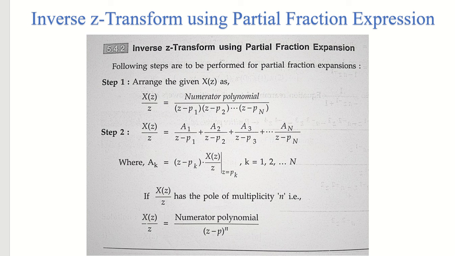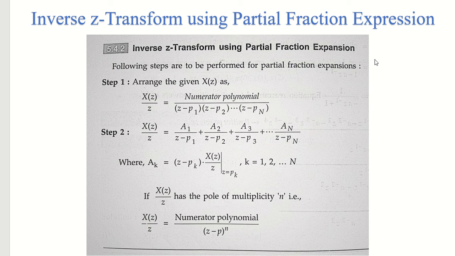The next way we can find the inverse Z transform of the signal is the partial fraction expansion. I'm pretty sure you have all seen partial fraction expansion in the calculus class or advanced mathematics class. You can perform these four steps in order to find the inverse Z transform of your frequency domain signal.